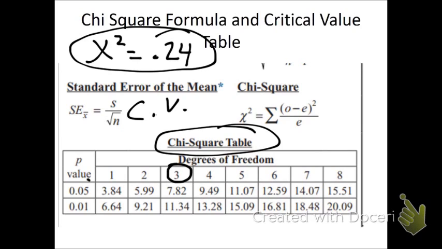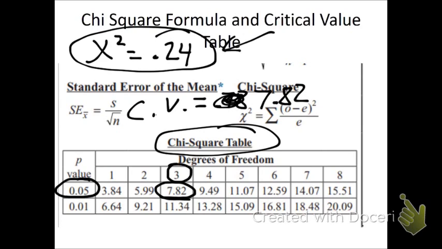And unless we're told otherwise, we're going to use this 0.05 p-value, which means we have a critical value in this case of 7.82. And we need to compare chi-square here, 0.24, to critical value here, 7.82. In this case, our chi-square value is less than our critical value. And what that tells us is that our observed data, the flies that we counted, the numbers that we counted in each category, those were very close to what we expected. Therefore, we're going to fail to reject the null hypothesis.